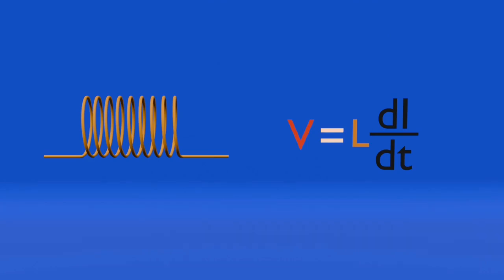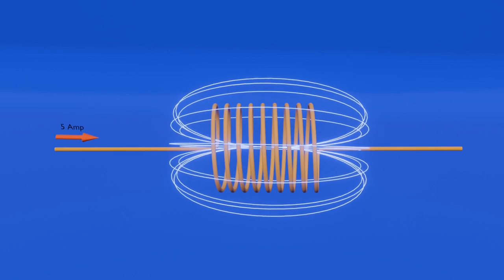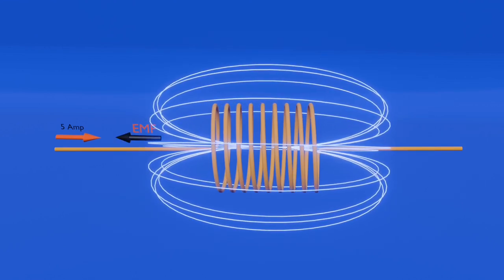Now let's put it all together. So the equation for voltage across an inductor will be voltage equals inductance times the rate of change of current. But from our equation, what is L actually? Is it just a number, or does it say anything about the inductor? Inductance measures how much magnetic field you can create per unit current.